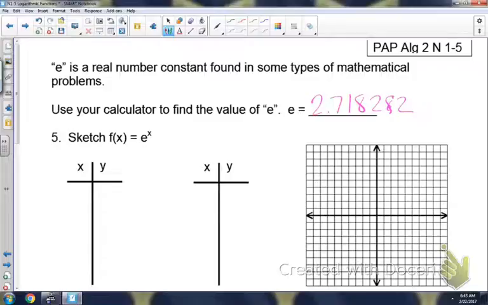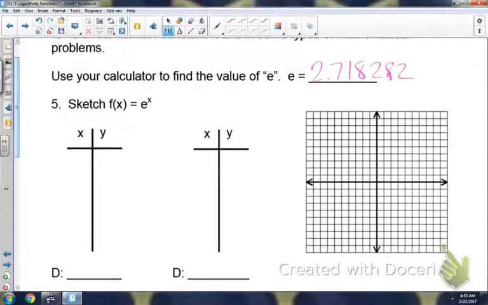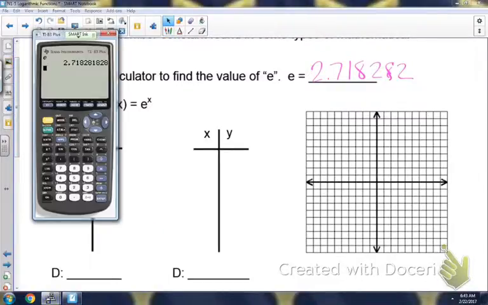Alright, so we're going to sketch f of x equals e to the x power. So this is exponential, what we've been going over. Your base will be 2.7182882, etc. So that's my base. It's going to look just like all the other exponential graphs we were looking at. So go to y equals. We're going to type in e to the x power, which is second ln, which is natural log. Or you can do the second divide and then use the caret key. Alright, we're going to go to the table.